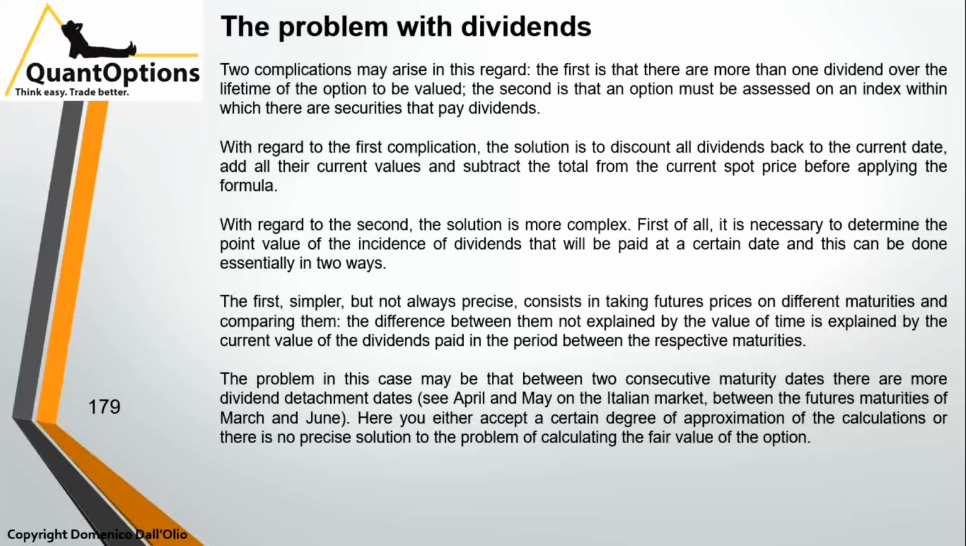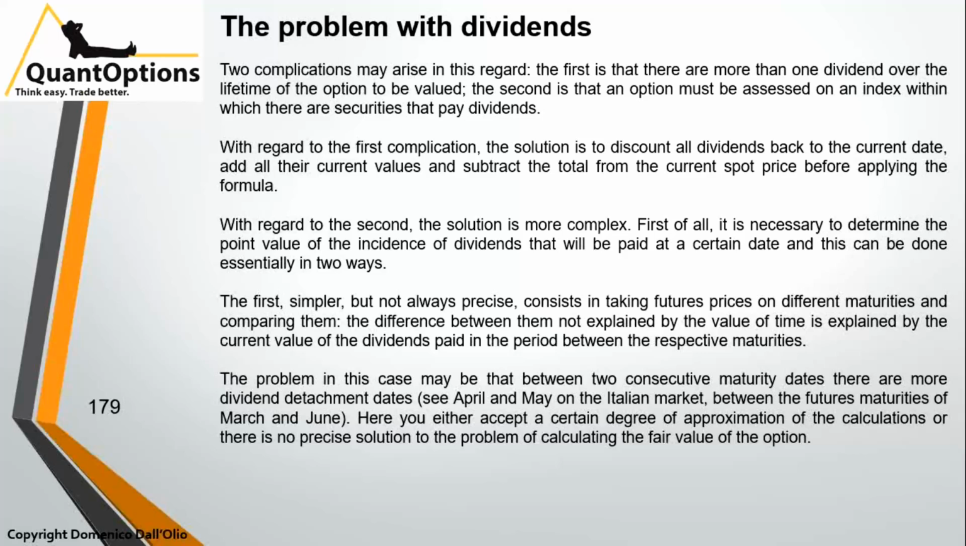With regard to the second, the solution is more complex. First of all, it is necessary to determine the point value of the incidence of dividends that will be paid at a certain date, and this can be done essentially in two ways. The first, simpler but not always precise, consists in taking futures prices on different maturities and comparing them. The difference between them, not explained by the value of time, is explained by the current value of the dividends paid in the period between the respective maturities.